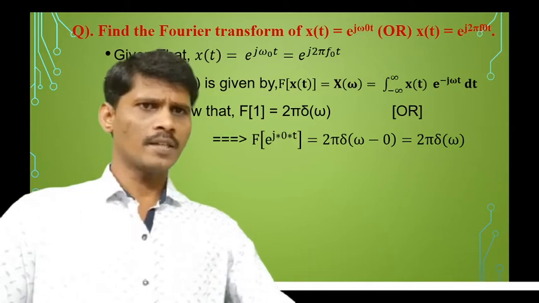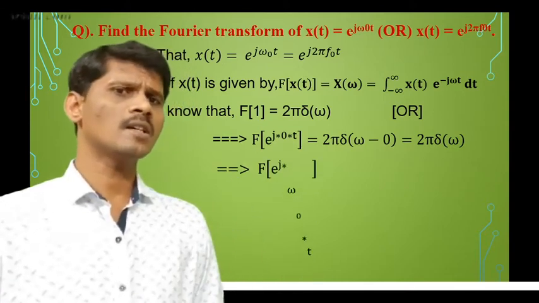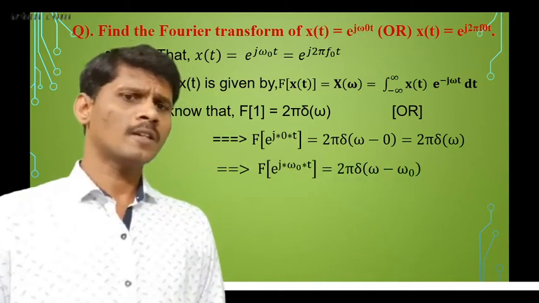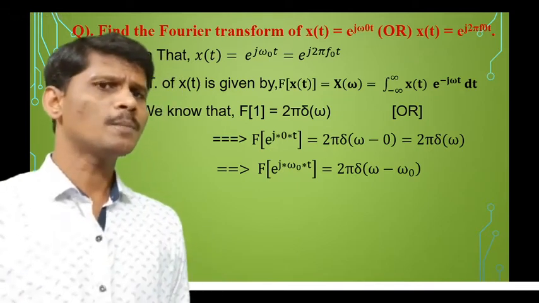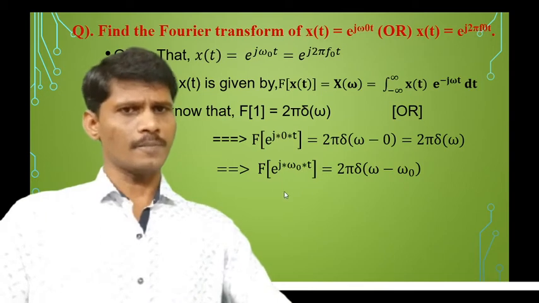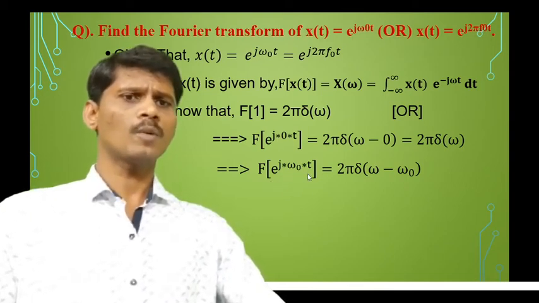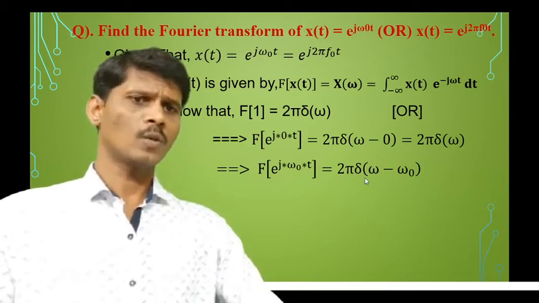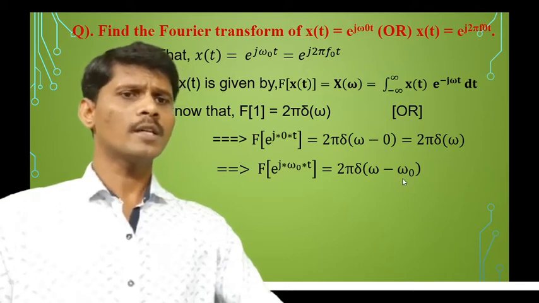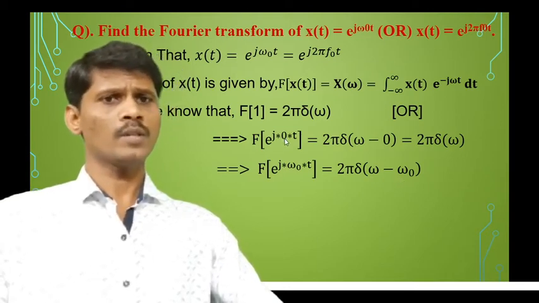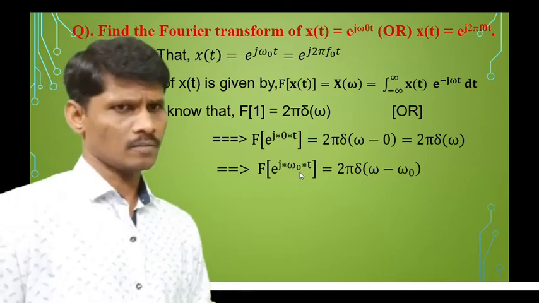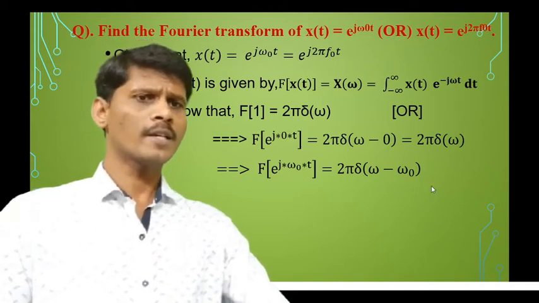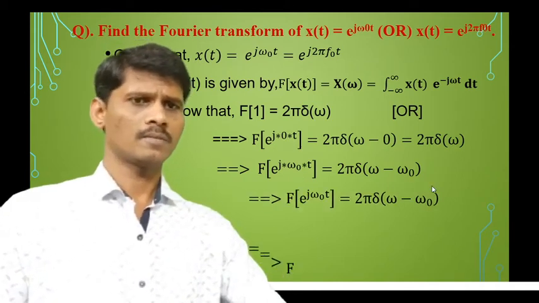Similarly, what is the given signal? e power j omega naught t is the given signal. So calculate the Fourier transform of e power j omega naught t. The Fourier transform of e power j omega naught t is equal to 2 pi del of omega minus omega naught. Now here, in place of 0, omega naught is there, so the translation amount is omega naught. 2 pi del of omega minus omega naught.